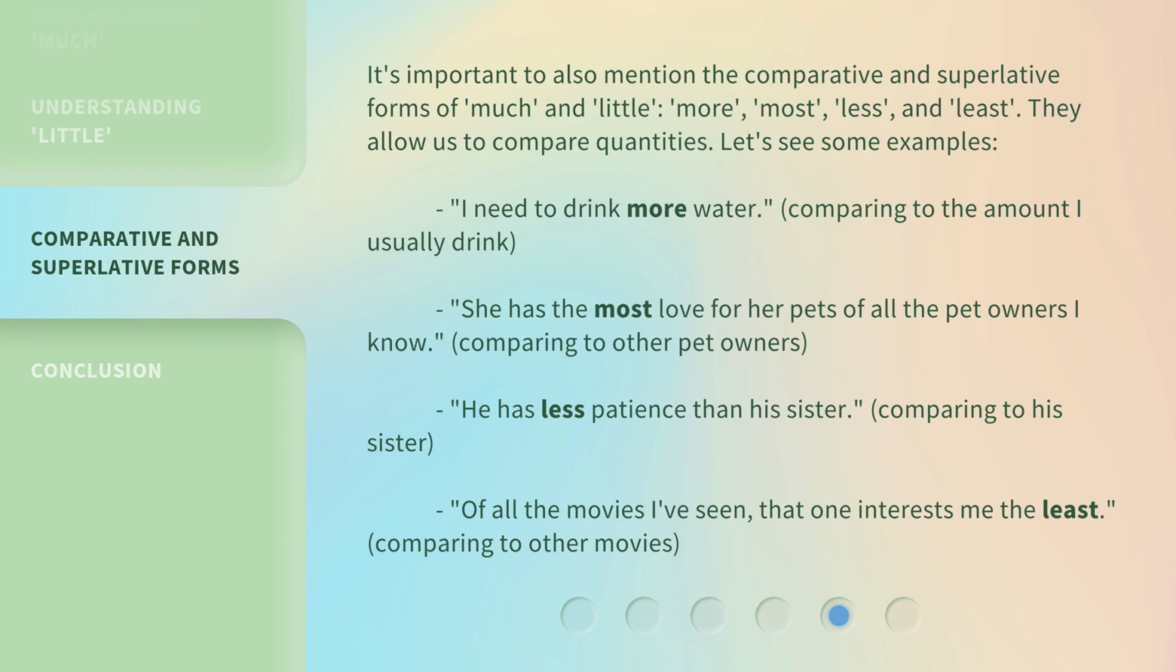It's important to also mention the comparative and superlative forms of much and little: more, most, less, and least. They allow us to compare quantities. Let's see some examples. I need to drink more water. Comparing to the amount I usually drink.